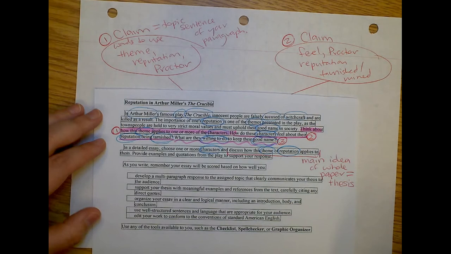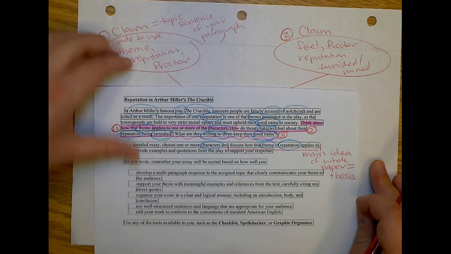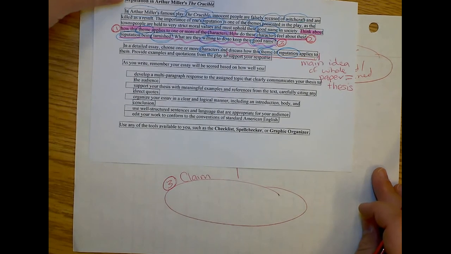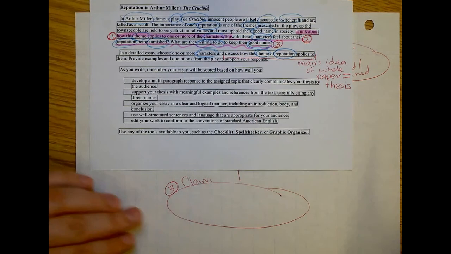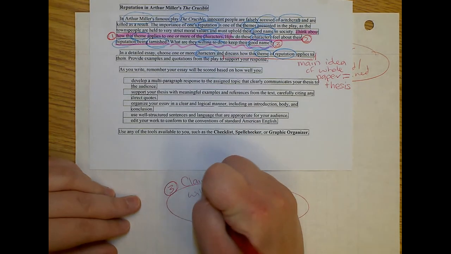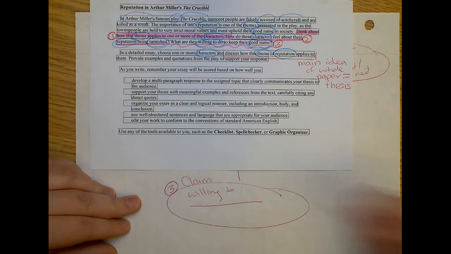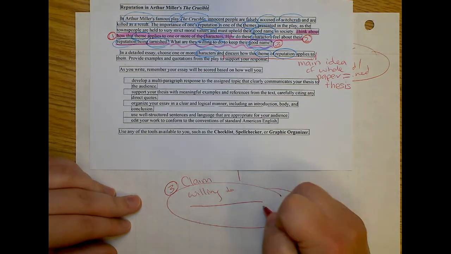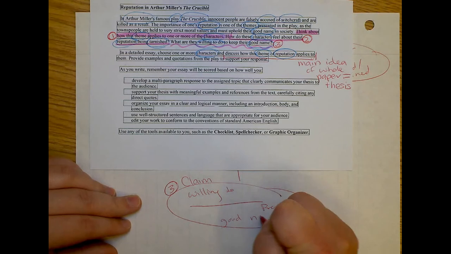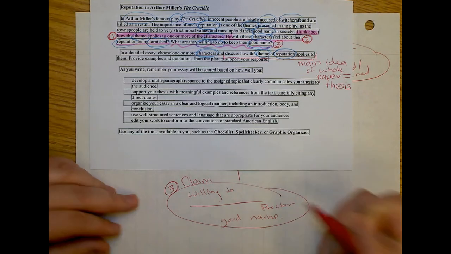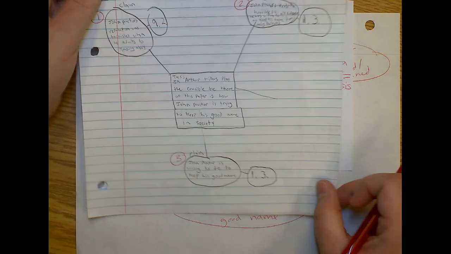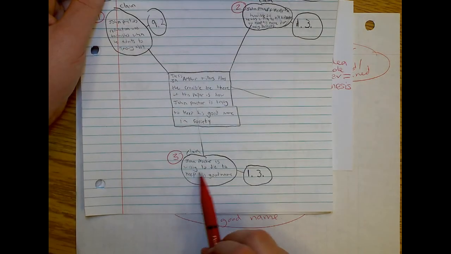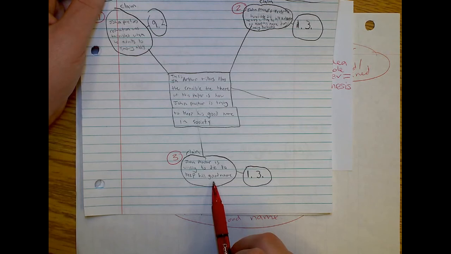And then your third claim should talk about what they are willing to do to keep their good name. So they're willing to do what? The name of the character, and then good name are words that you want to use in your third claim. This student put, John Proctor is willing to die to keep his good name. Snap, good job.